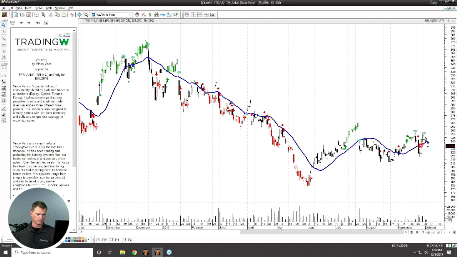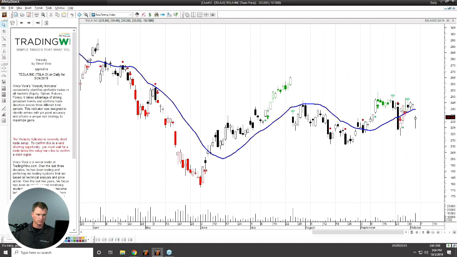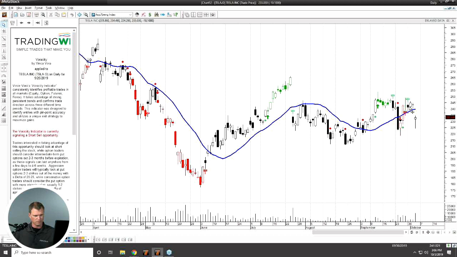Okay. So here's a good example of where the Voracity is a very conservative system. It got you in on the trade, you got the trigger, and you had maybe a couple of losing candlesticks there, and then it got you out of the trade. So it's a really good conservative system. And if you want to trade this aggressively, you definitely can. Here's a perfect one, I like this one actually a little more. Let's go back and look at that one.